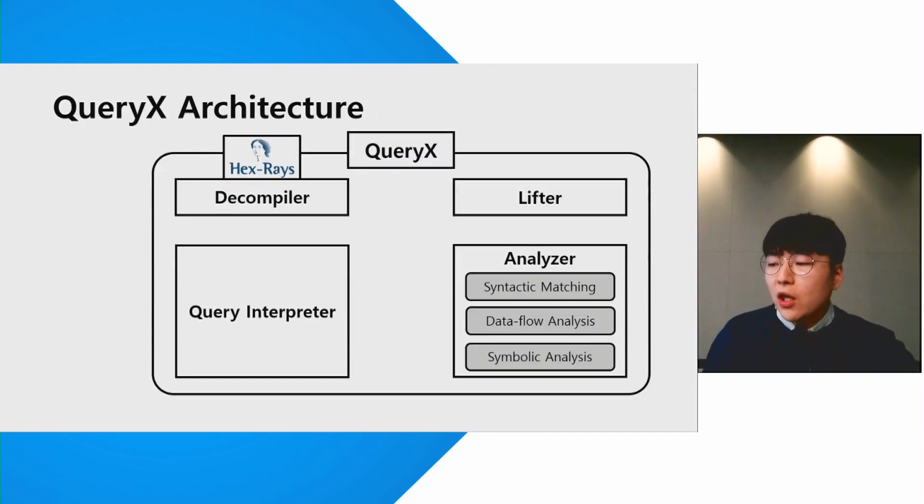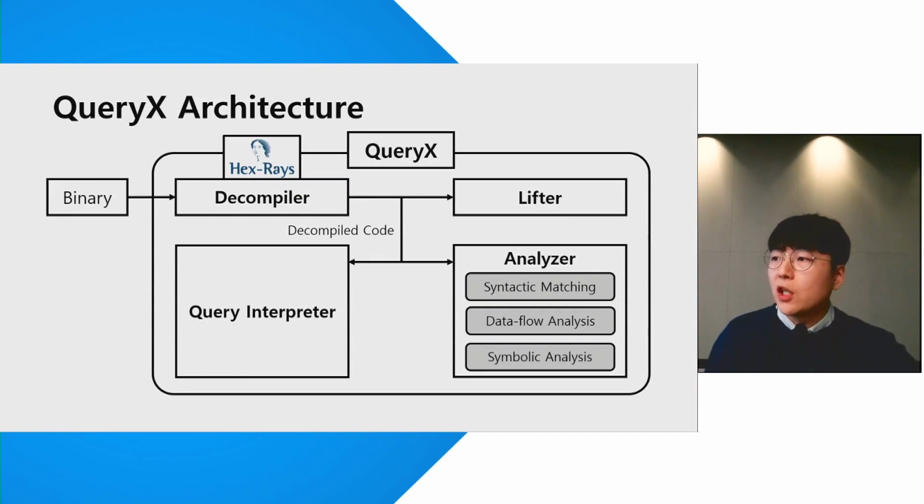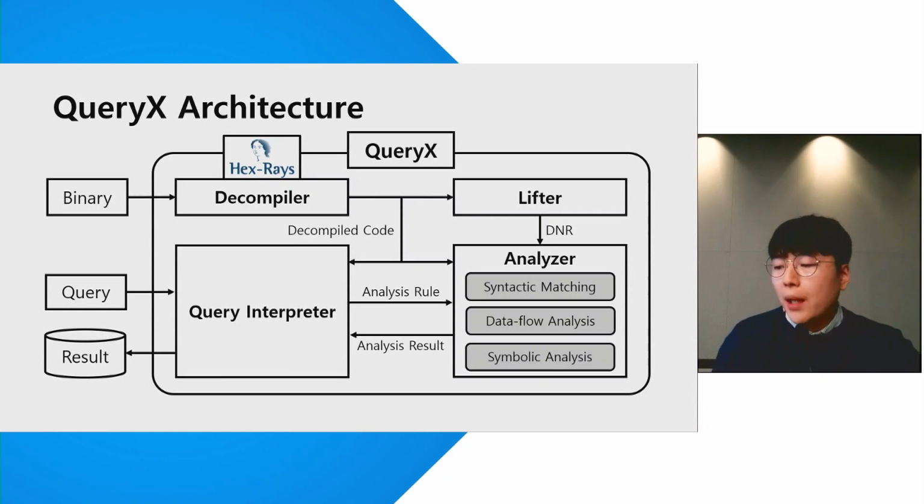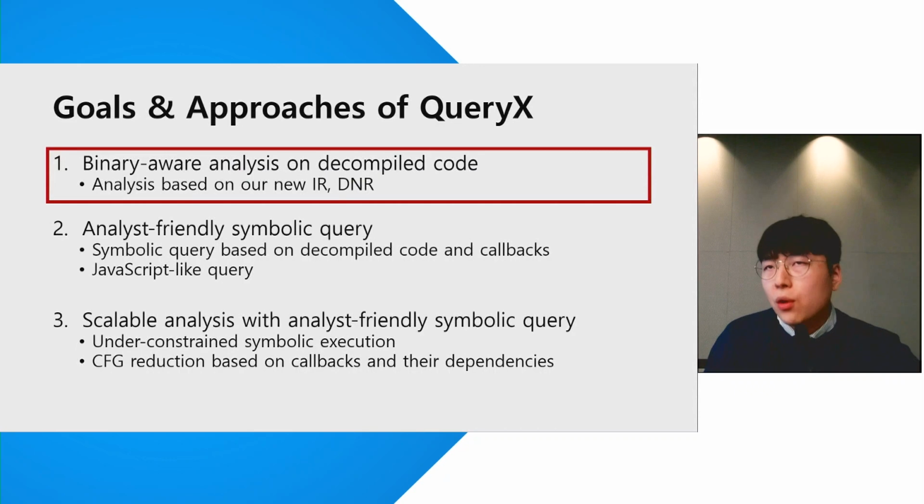Here is the overview of our system, QueryX. At the beginning, the decompiler module takes the target binary and produces the decompiled code. The lifter module translates the decompiled code into DNR. Then the query interpreter module gets the analysis rule by executing the query. Lastly, based on the analysis rule and the lifted DNR, the analyzer module performs the corresponding analysis and gets a result. This is how QueryX works, and now let's take a look at the first goal and our approach.